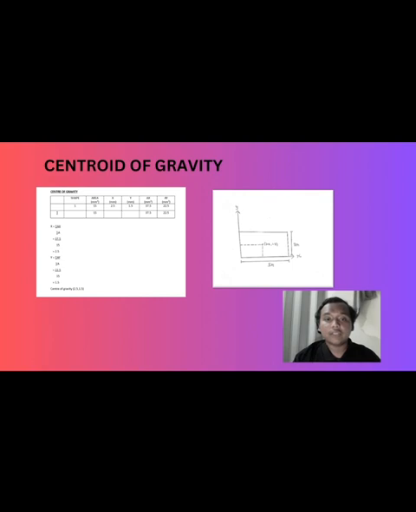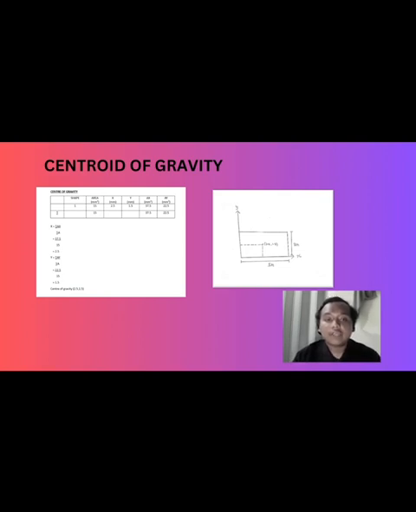So this is the centroid of gravity of the shape. So how to find the centroid of gravity? I just made a table that has the shape, area, x, y, Ax, and Ay. First I find the rectangular area, then the x and y. We just find the distance from the starting point to the middle of the shape.